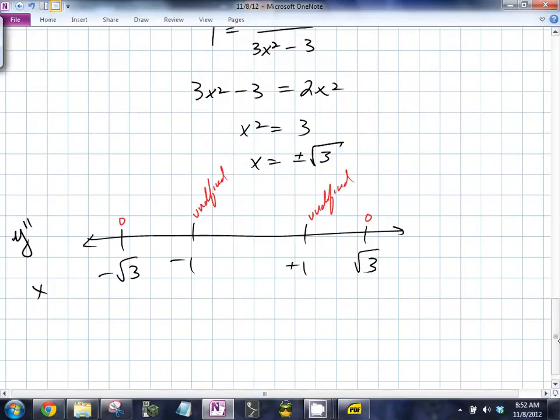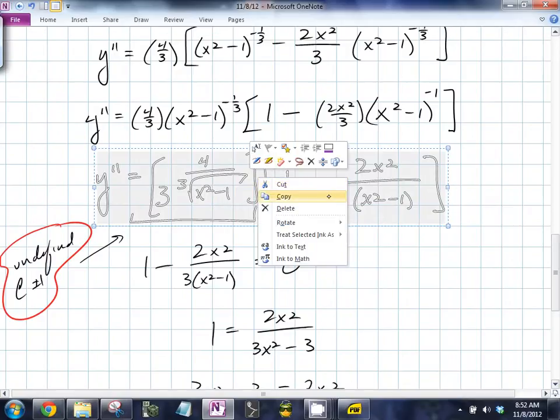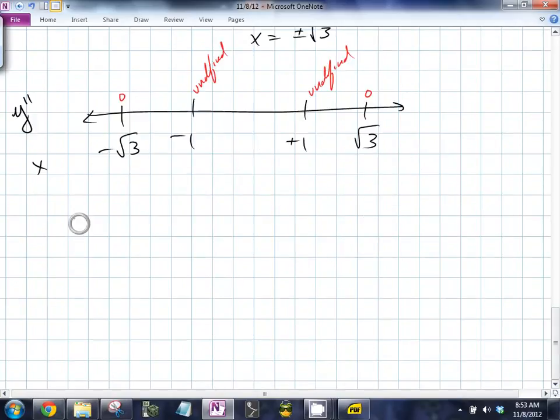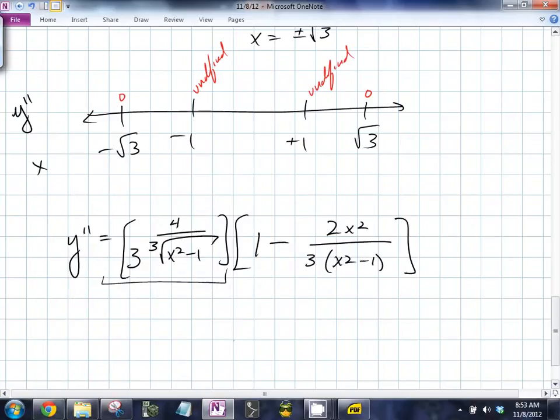So again, let's copy down that second derivative. Here it is right here. So here's our second derivative. We need to know about the sign of this second derivative right here. What number? What's the easy region to test?